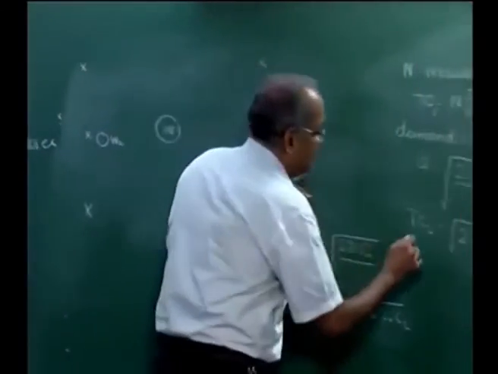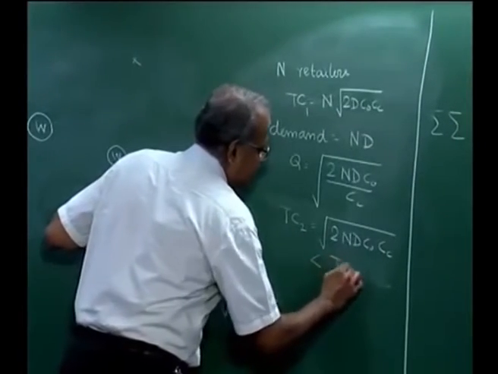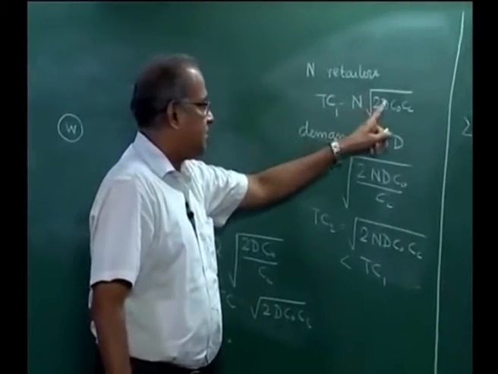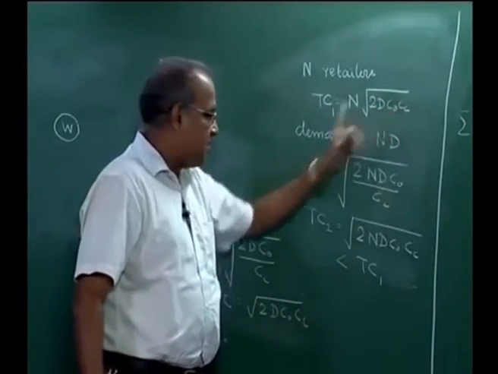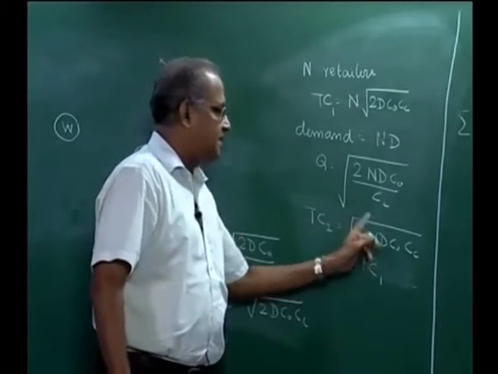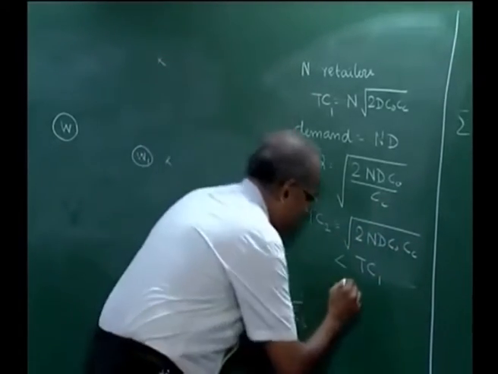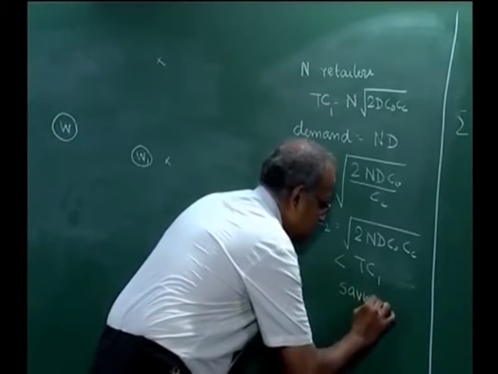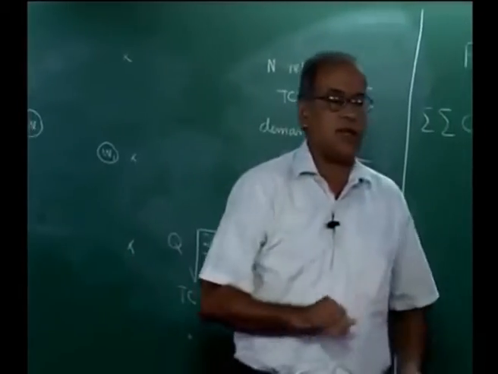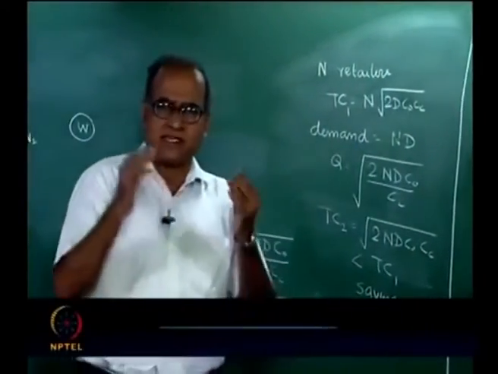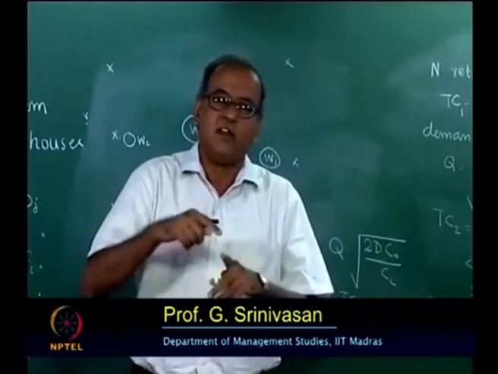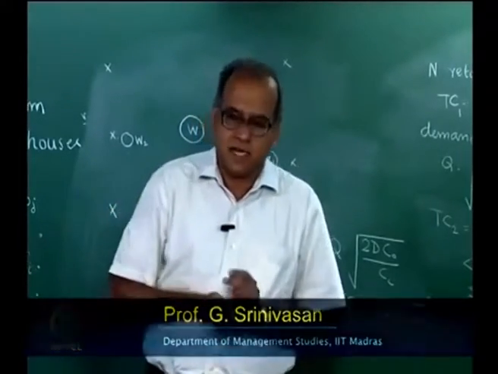Now, this is smaller, less than T C 1, because n into root of 2 d C naught C c will be bigger than root over 2 times n d C naught C c, and now there is a saving in the total cost if we bring it together, and the same thing can be seen as either warehouse aggregation or inventory aggregation for a set of n retailers and so on.